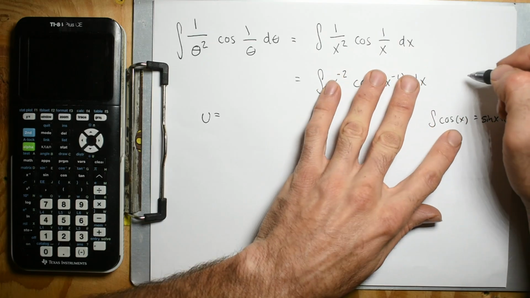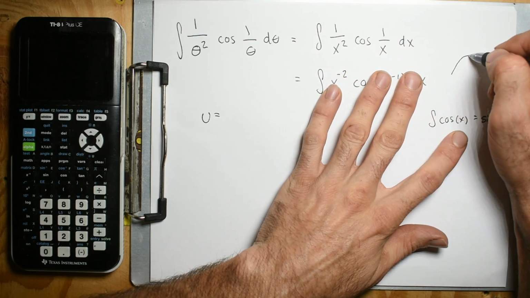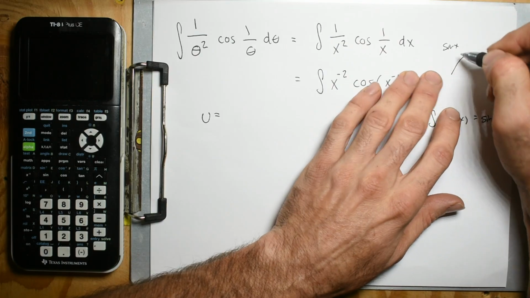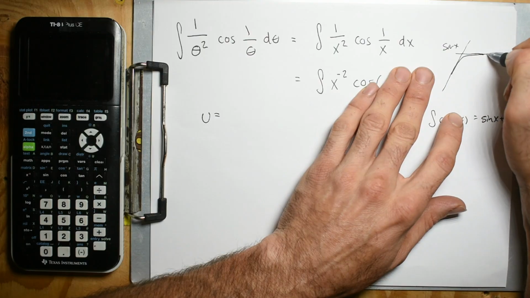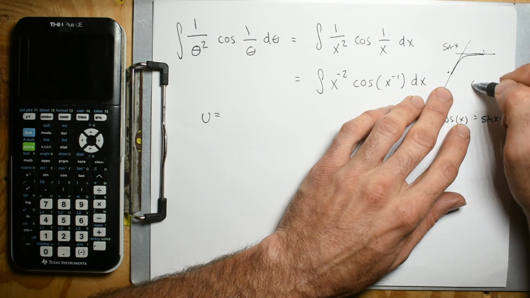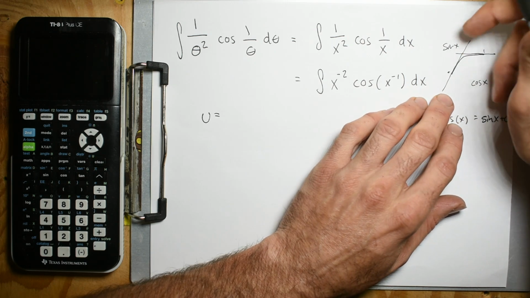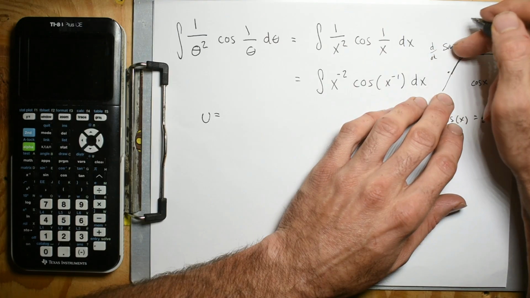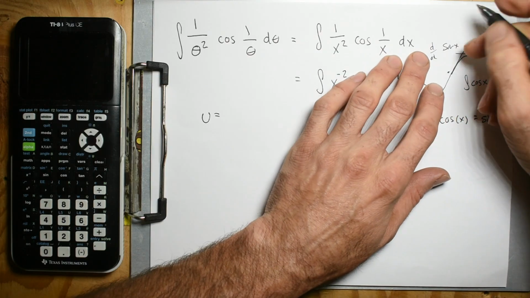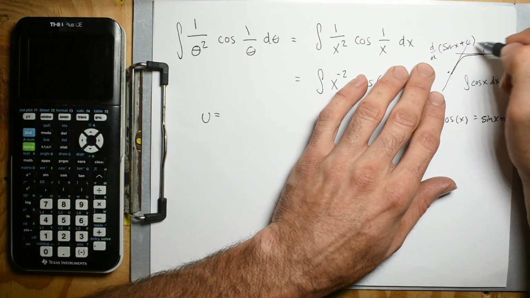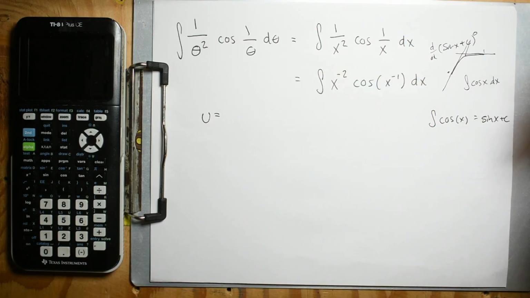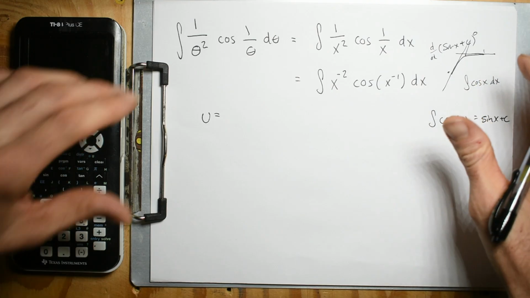Let's do a double check. If we start with sine x and take the derivative, we get cosine. Therefore, the integration of cosine dx is sine x. And we can have a constant here, because the derivative of the constant will be 0. Alright, cool, so now we're on board with that.